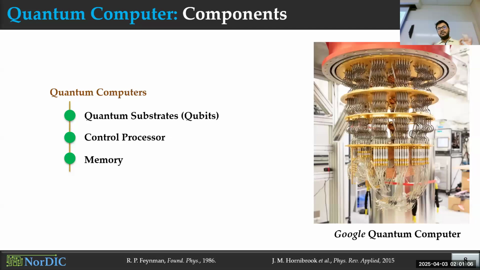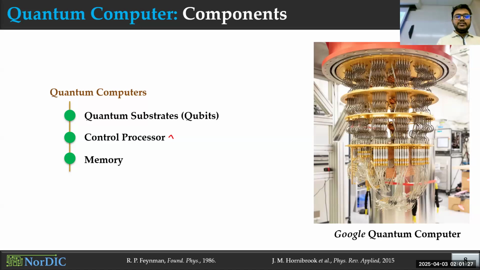But there are some challenges. I'll discuss them. So currently the quantum computers that we have, there are three major components. One is the qubits. I have already explained that they are primarily responsible for any computing. So there you use the quantum phenomena like superposition, entanglement, and others.